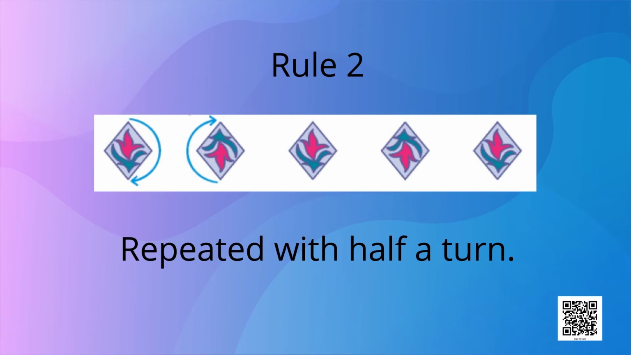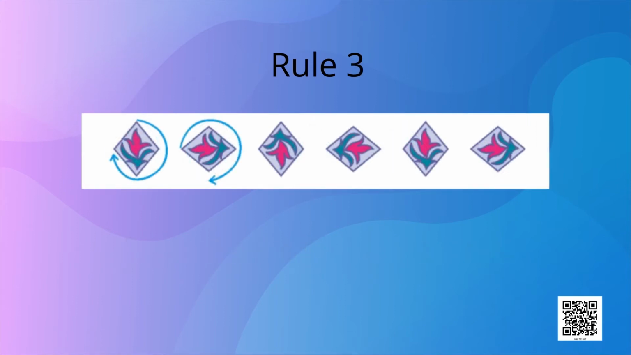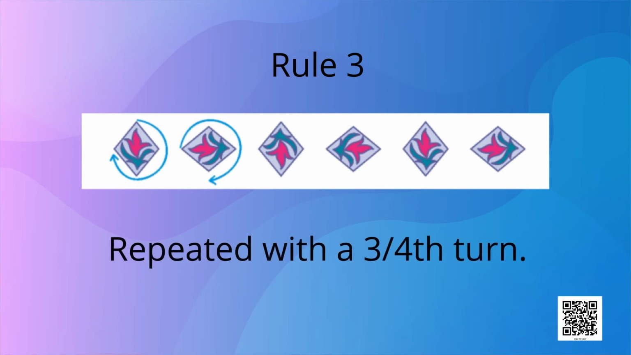And again half a turn. Again half a turn. Again half a turn. This is really interesting. Look how beautiful this pattern is looking. Let's have a look at rule number 3. Repeat it with a 3/4 turn. Can you see? Here is 3/4 turn 1, 3/4 turn 2, 3/4 turn 3, 3/4 turn 4, and this continues.